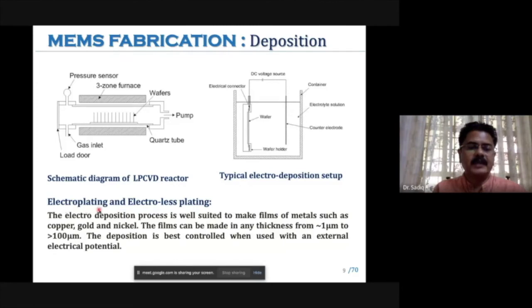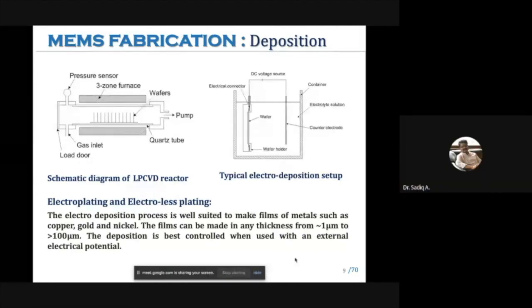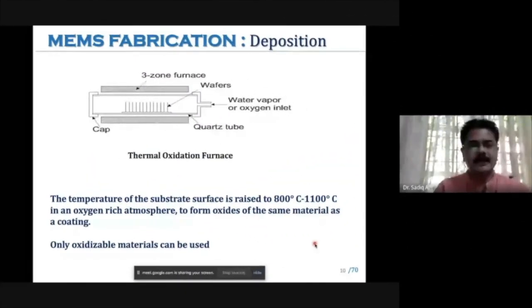When I speak about electroplating, I'm very much interested to tell you about another technology called electroless plating. In electroplating, there is electric current that is enabling the deposition process. Whereas in electroless plating, there is no current given. Instead, the plating happens because of some chemical reaction between some liquid in a controlled environment such as temperature. The deposition is best controlled when used with an external electrical potential. So electroplating can be controlled with the electropotential. Electroless plating is controlled by the reaction. The control on electroless plating is less compared to the electroplating method. I repeat.